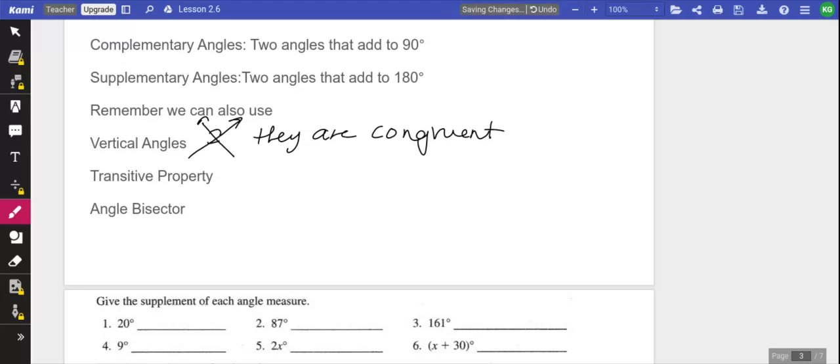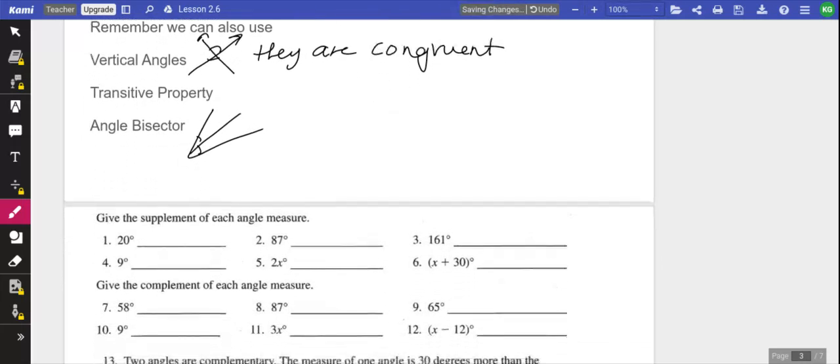We can use the transitive property, and we can also use the definition of an angle bisector, which says if I cut an angle in half, I create two equal measures.